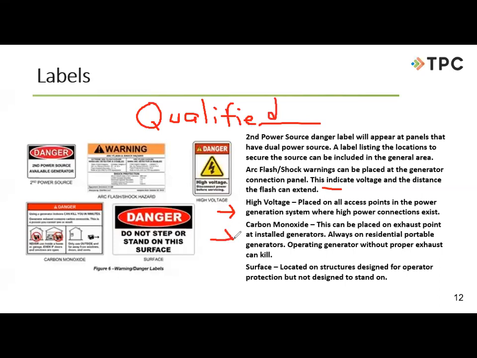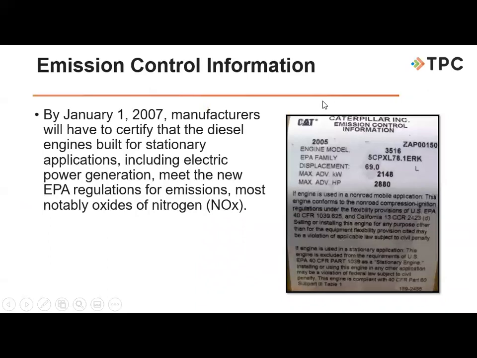Extremely important here as far as the exhaust. If we're using gasoline, then we've got to know about carbon monoxide. Diesel has a lot of toxic vapors also. So we want to be careful where we're pointing that exhaust, and let everybody know that the exhaust can be quite a hazard. And then the surface, it's just going to be what it's located on. It's not designed to stand on specific surfaces on the generator, but there could be some information there.